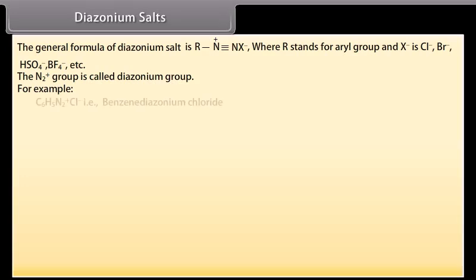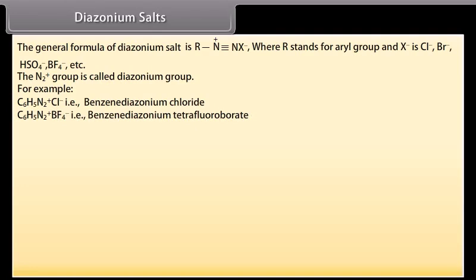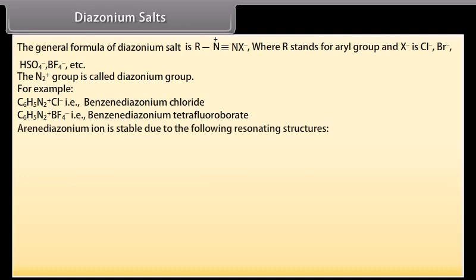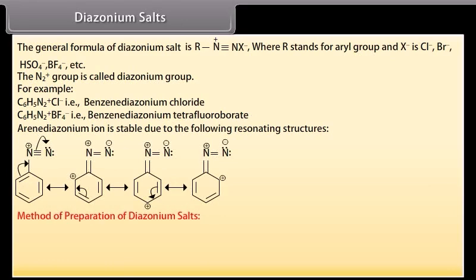For example, C6H5N2+ Cl-, that is benzene diazonium chloride. C6H5N2+ BF4-, that is benzene diazonium tetrafluoroborate. Arene diazonium ion is stable due to the following resonating structures. Method of preparation of diazonium salts.